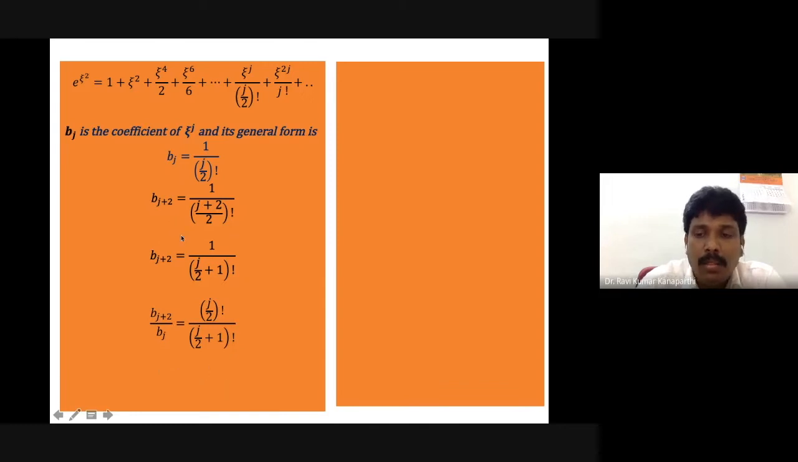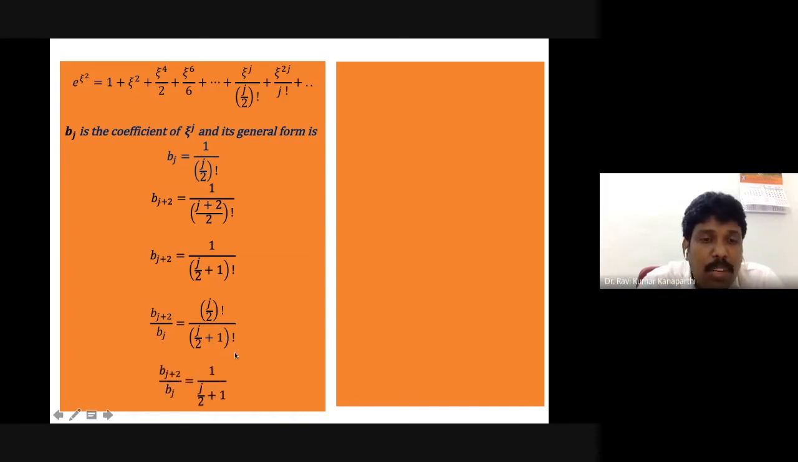But before that, let us simplify this. It is basically (j by 2 plus 1) factorial. As we are actually dealing with the larger powers of z, then 1 can be neglected. That we will do later. But then you can take the ratio, that is bj plus 2 by bj. So this is bj plus 2, and this is bj. Then what you obtain is basically (j by 2) factorial by ((j plus 2) by 2) factorial.